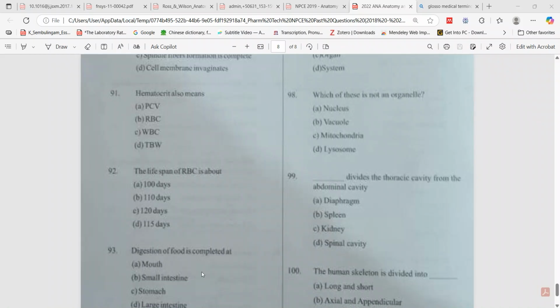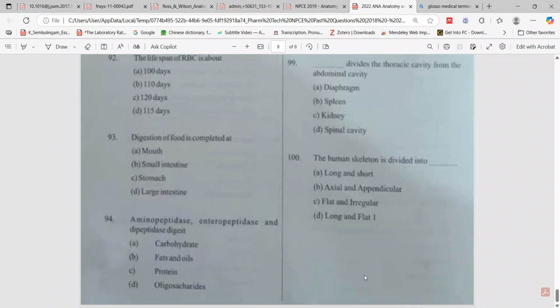Okay, so last question, 100. The human skeleton is divided into axial and appendicular skeleton.